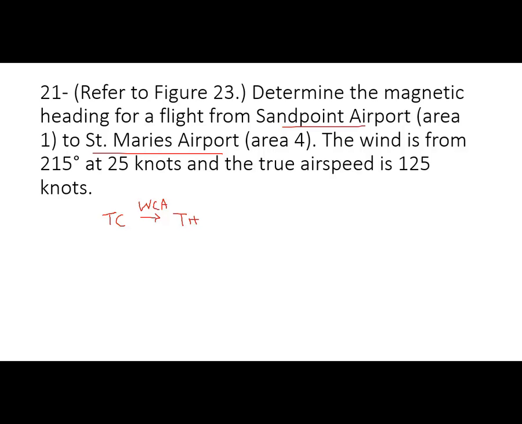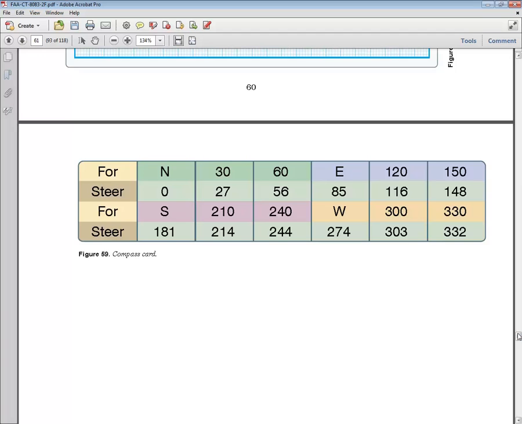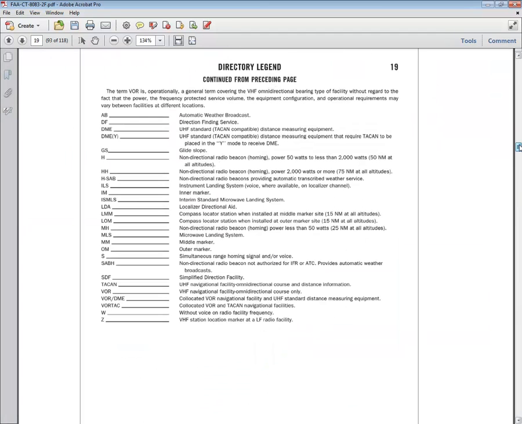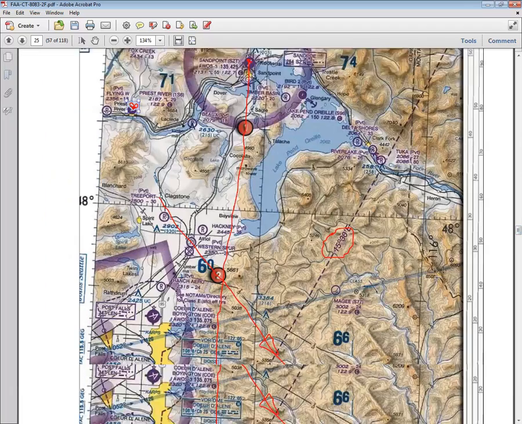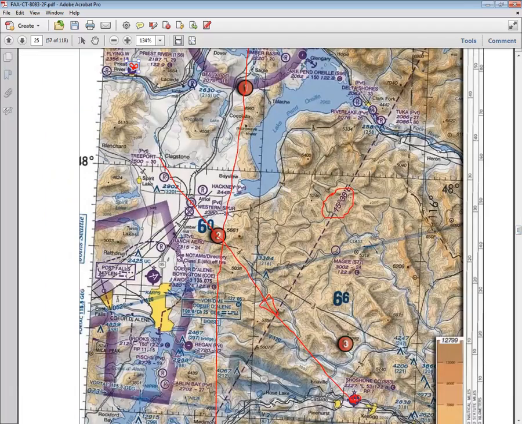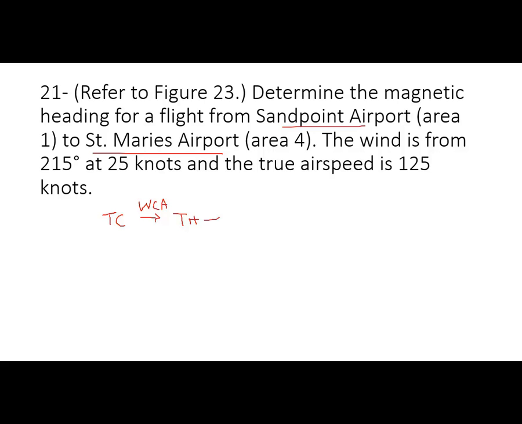Correct that for the variation, and looking at that particular question, how much variation do we have? Looking at figure 23, figure 23 has 15.5 degrees of easterly variation, so we'll subtract that, and that will give us our magnetic heading, and that's all they asked for here.